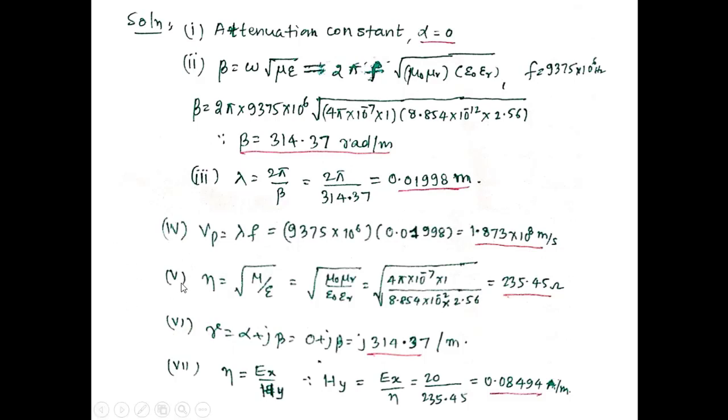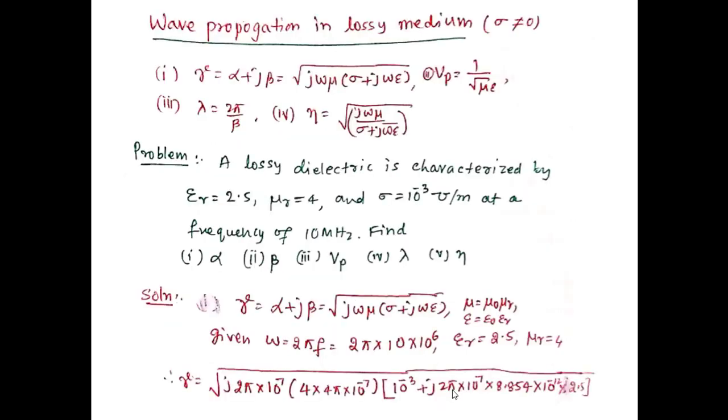Here alpha is equal to 0. We get only j beta. Beta is already calculated, 314.37. Therefore, we get j into 314.37 per meter. But eta is given by Ex by Hy. Therefore, Hy is given by Ex by eta. Ex is equal to 20 and eta is equal to 235.45. This is equal to 0.08494 ampere per meter.